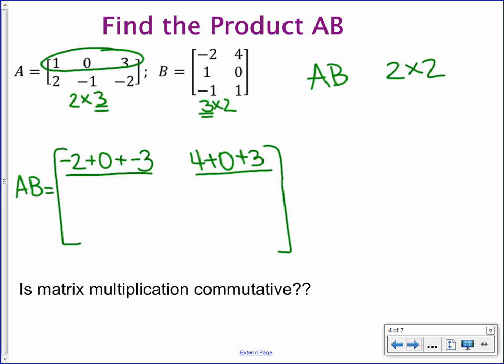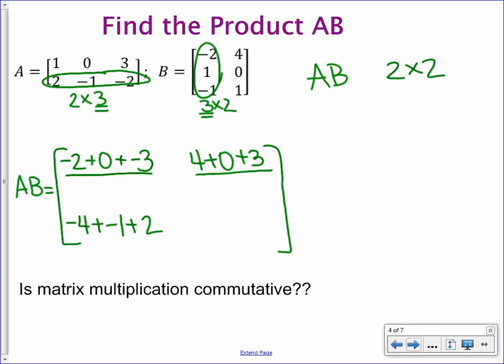Okay. Can we do anything else with our first row? We have run out of columns. Let's go to the next row. So second row, first column. We're going to get products of -4, -1, and 2. And since we multiplied the second row to the first column, that entry is in the second row, first column.